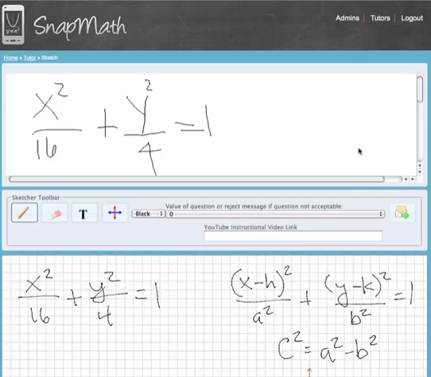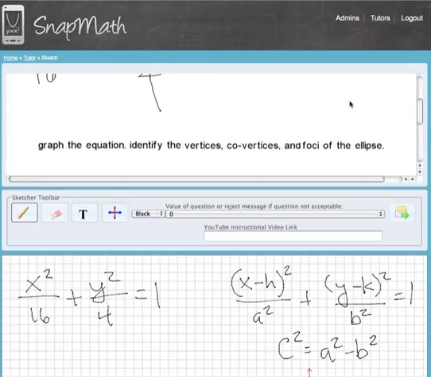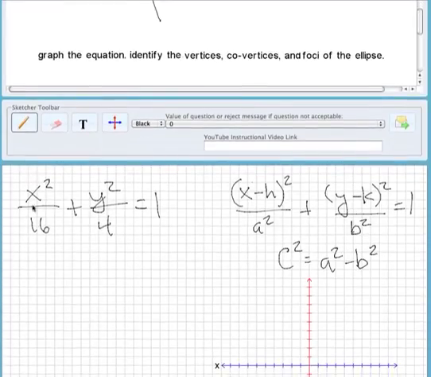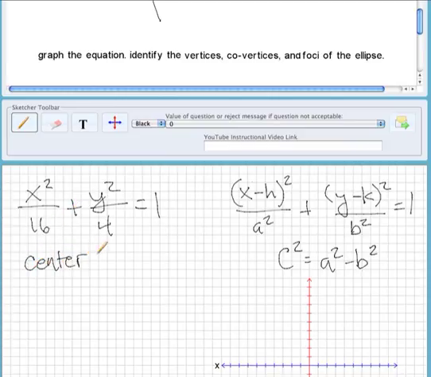So we have an ellipse here that we're trying to find. We're going to graph it and identify the vertices, the co-vertices, and the foci of the ellipse. Here I've written down the standard equation for an ellipse, where (h, k) is going to be the center. So our center for this ellipse is actually going to be (0, 0), and that's going to be important for finding the vertices and the foci.